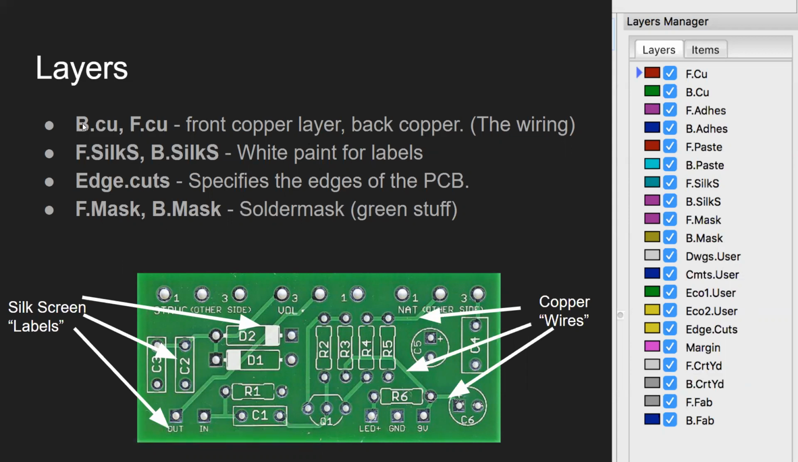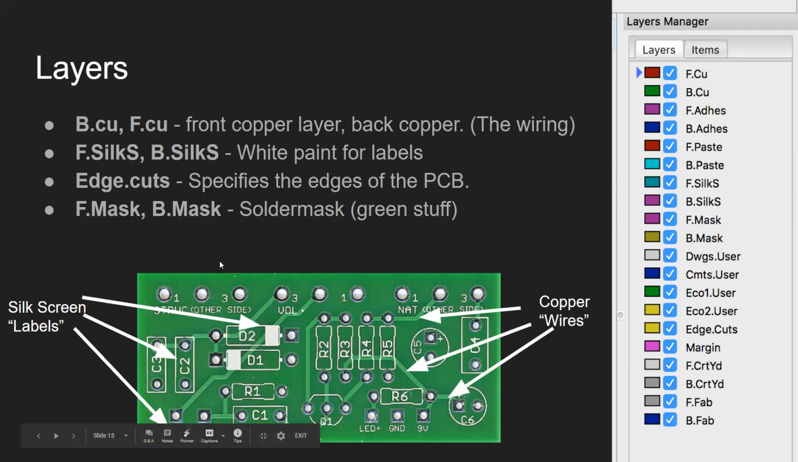So the front copper layer is basically where all the wires are. If you've seen an actual PCB, you'll see that there are tons of wires going in and out. These wires here are all drawn in the copper layer. And then these labelings, these white texts, are all done on the front silk or the back silk, based on which side it is.